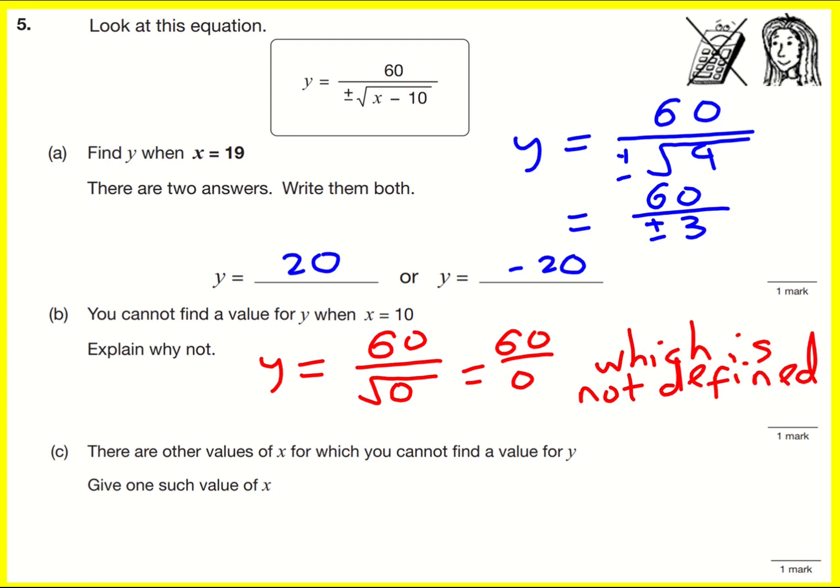And there are other values of x where we can't find y. Give one such value of x. Well, you could just try some out, I suppose. The key thing is thinking about the square roots. We've actually dealt with the bottom number being 0. There's nothing wrong with dividing by a negative or anything like that, but you cannot square root a negative. So if x equals, let's say, 9, or any number less than 10. I've just used an example.